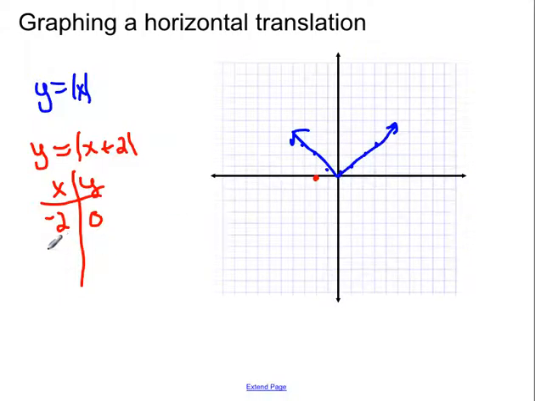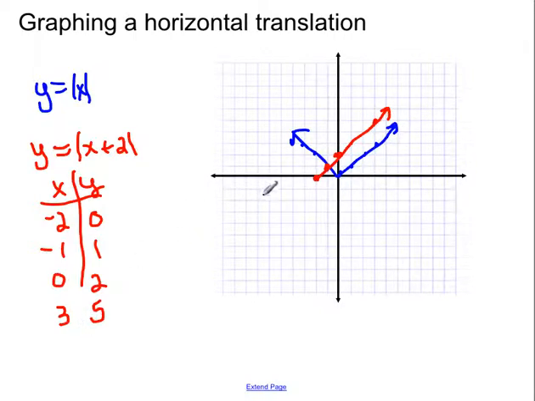Okay, if I plug negative 1 in, I get negative 1 plus 2, which is 1. Absolute value is 1. So negative 1 up 1. Okay, if I plug in 0, I get 2. So 0, 2. If I plug in 3, I get 5. Okay, and we can see right now, if I'm at 3, I'm up 1, 2, 3, 4, 5 right there. Okay, so we can see this half of the graph is going on.